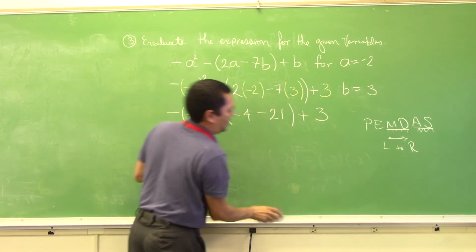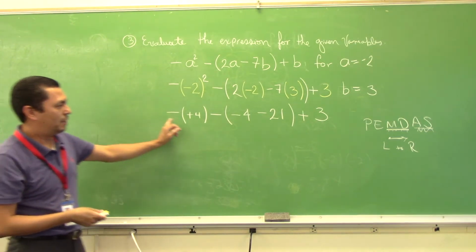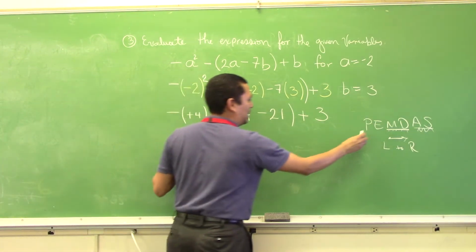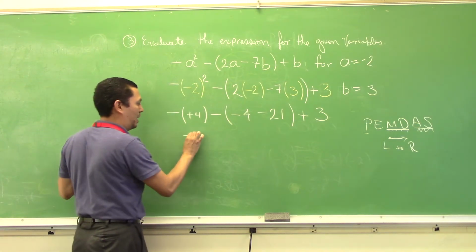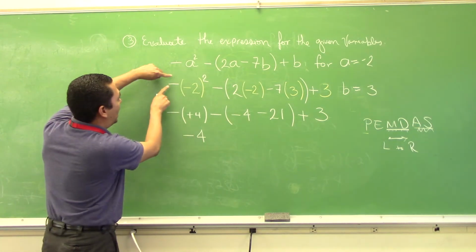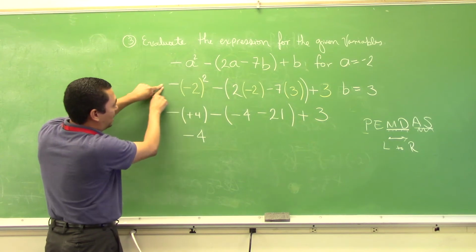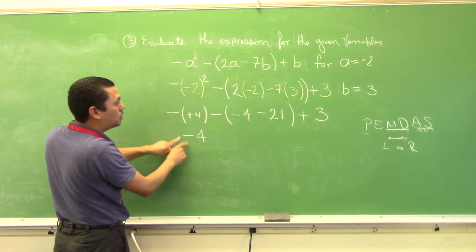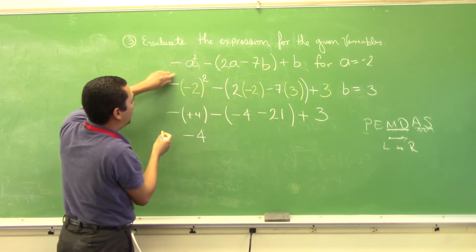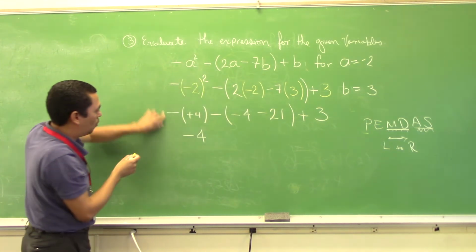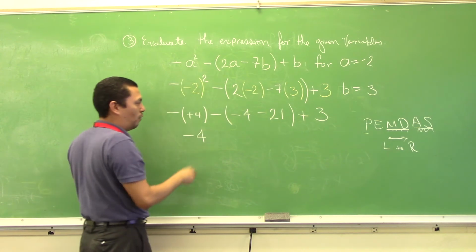Okay, let me erase here. So what I have now, let's get rid of parentheses. Remember that parentheses is the first set. Negative and positive is negative. So negative 4. See how that negative keeps dragging all over the place, just because this was not in parentheses at the beginning. So that negative keeps going down until this 4.